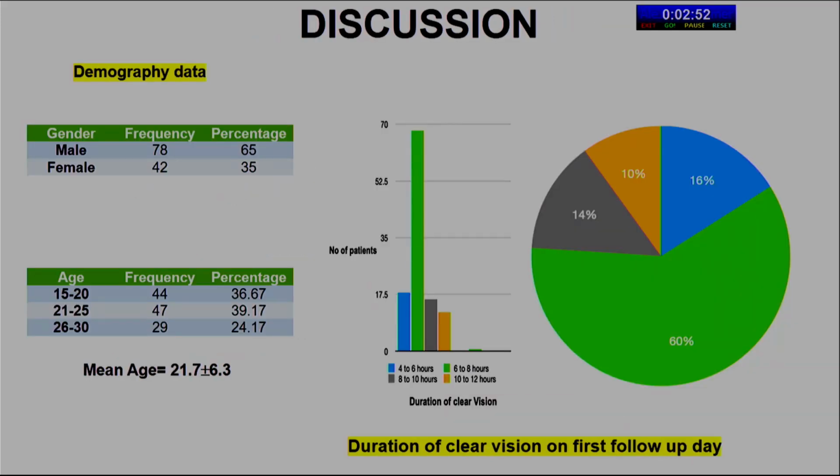In the demography, we had around 65% male participants, and the rest of the participants were female, and mean age was 21.7 years. Just with 1 day of use of orthokeratology overnight, the majority of the patients got clear vision for more than 6 to 8 hours.